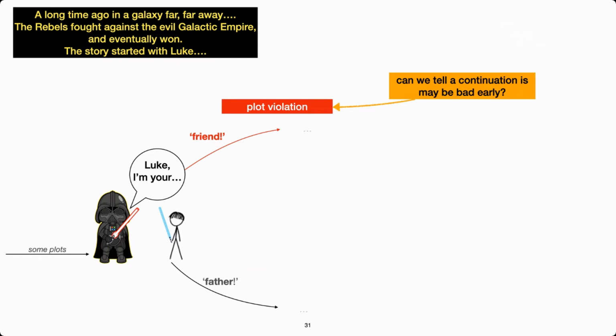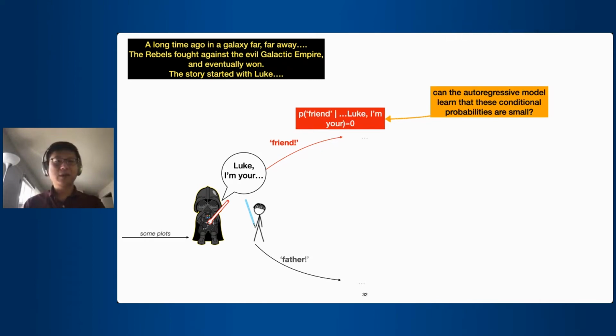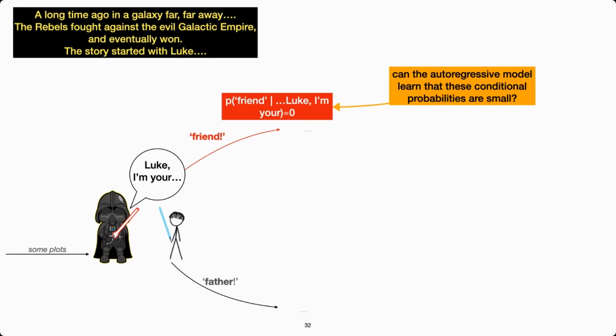The continuation, "I'm your friend," sometimes doesn't result in an ending we wanted because of inconsistency with earlier parts of the story. We want to know if we can tell such a story as soon as possible. In other words, we wonder if we can learn that the conditional probability of "friend" should be low. It turns out that we can't.